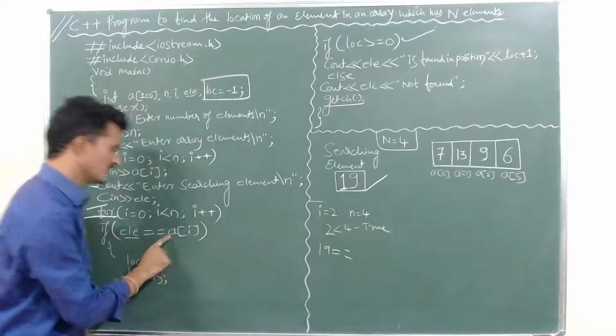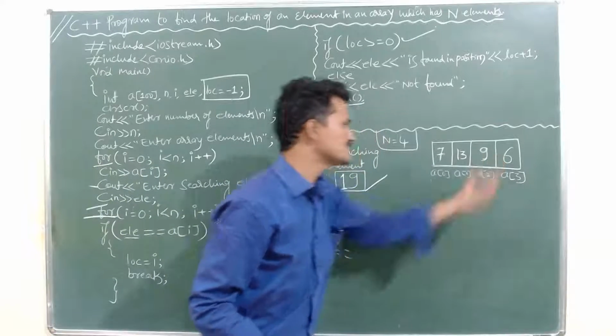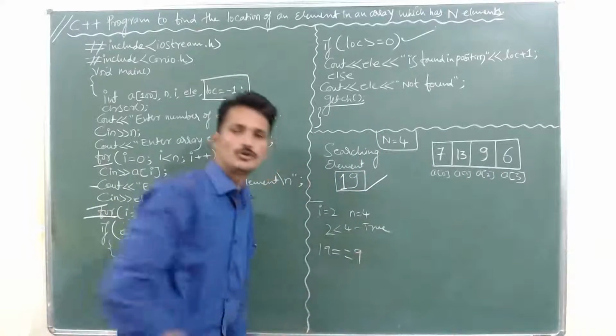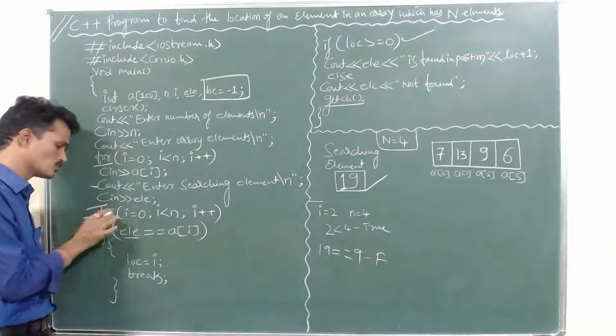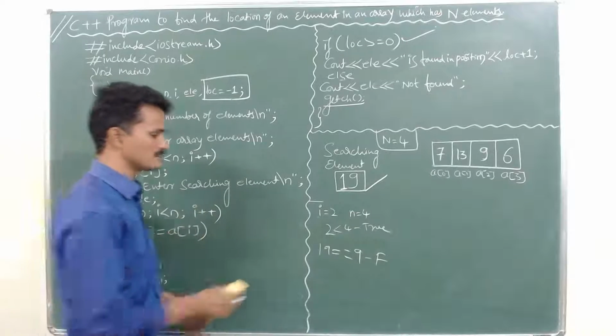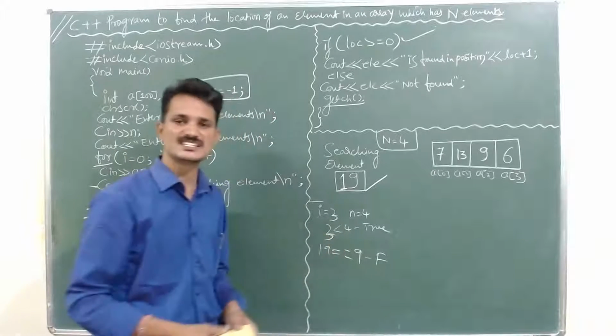19 is equal to A of i, which means A of 2. What is the value stored in A of 2? That is 9. 19 is equal to 9. Condition false. Condition false, so again it goes to the for loop and i gets increased by 1. i becomes now, this time, 3. Last time 2, this time 3.